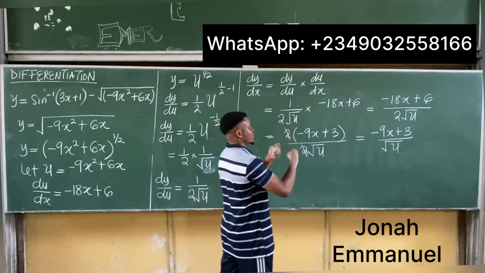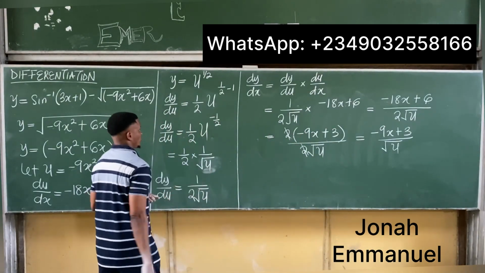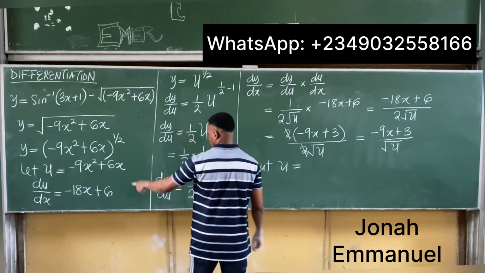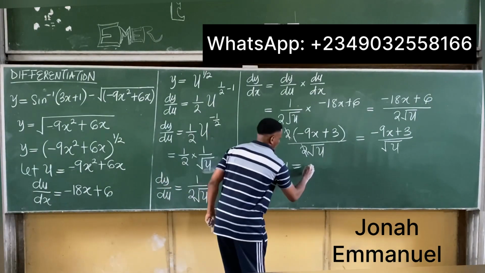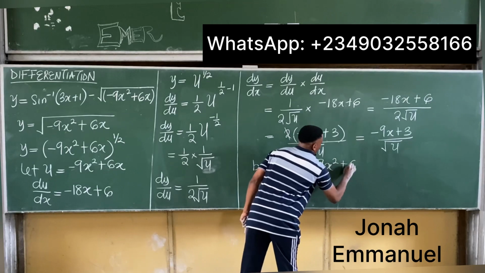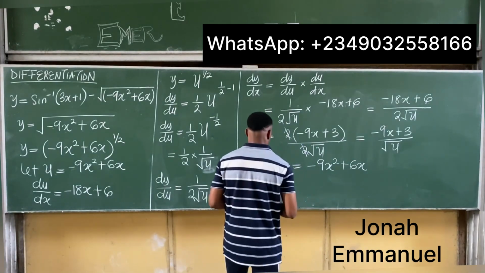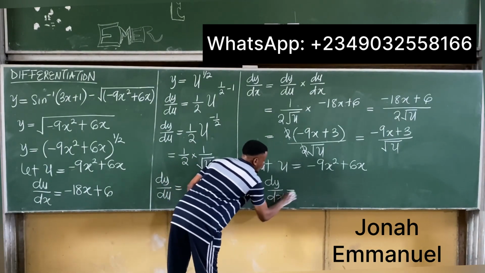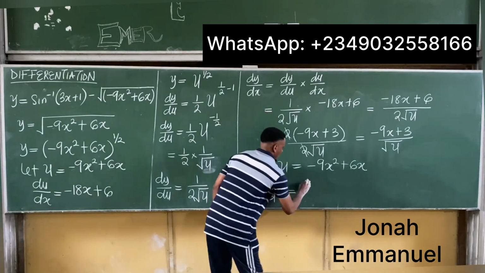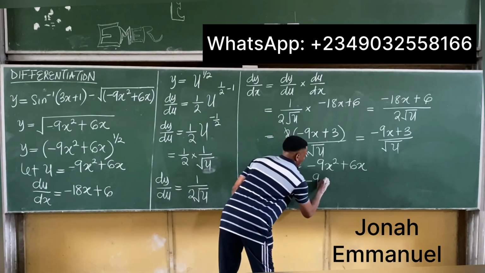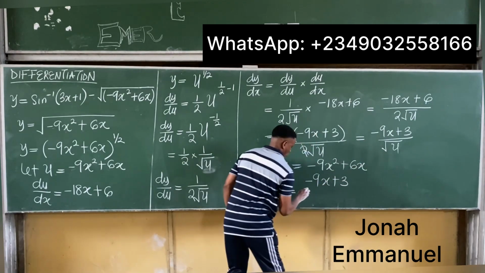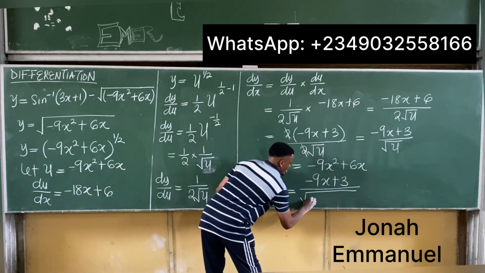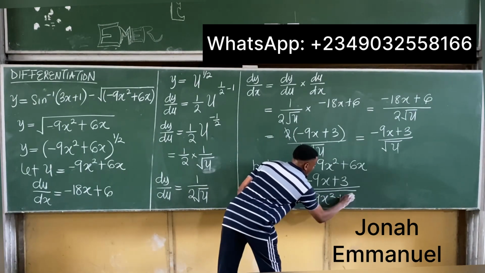Finally, I'll have to resubstitute the value of u into this equation, but we said u is equal to this one here. That gives you minus 9x squared plus 6x. All right, so therefore, we'll now have that dy over dx is equal to minus 9x plus 3, that's this, all over the square root of u. U is this, minus 9x squared plus 6x.